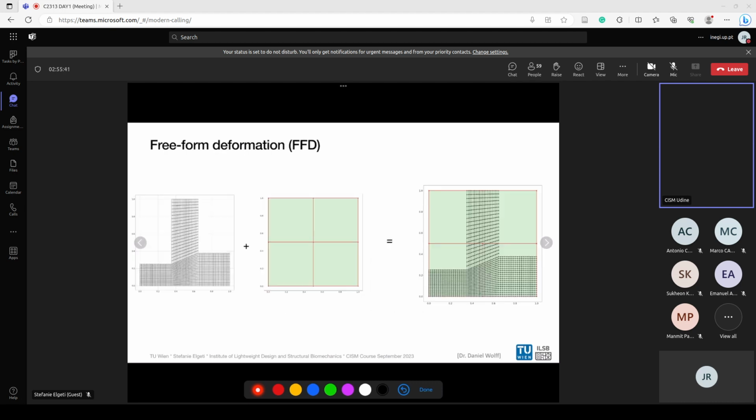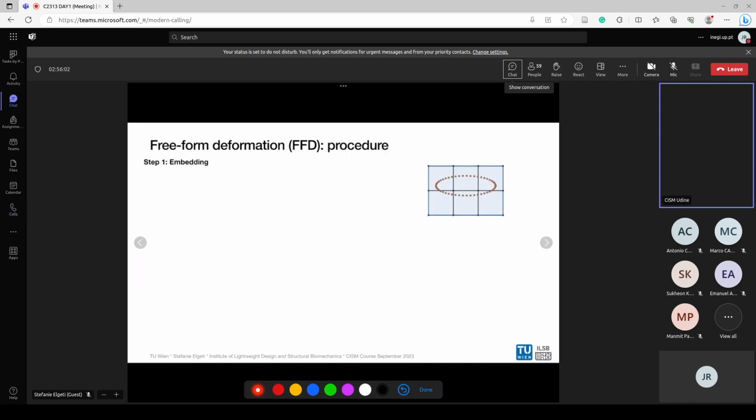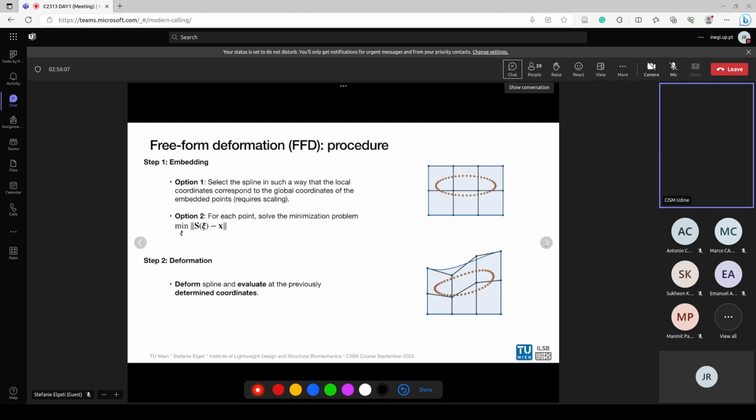And how does it work? So of course they need to be connected to the spline. So here's a video. You have the finite element mesh, you embed it in the spline. Then if you change one of the control point positions, the finite element mesh will also be modified. So the procedure. First, we have the embedding step. Let me go through all of this.